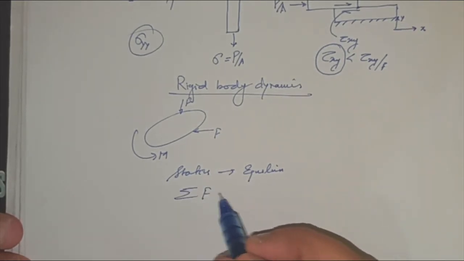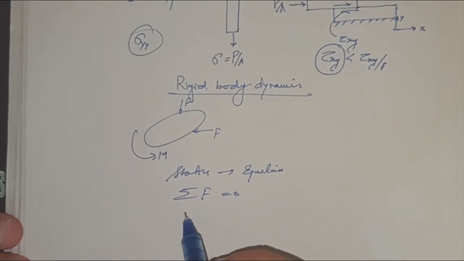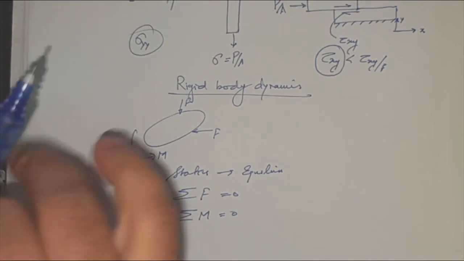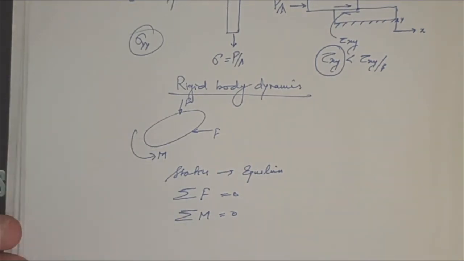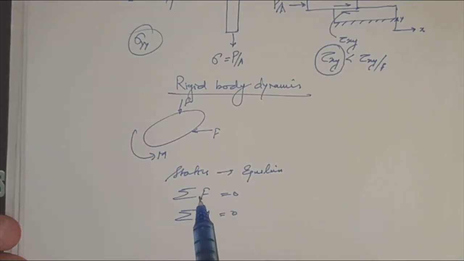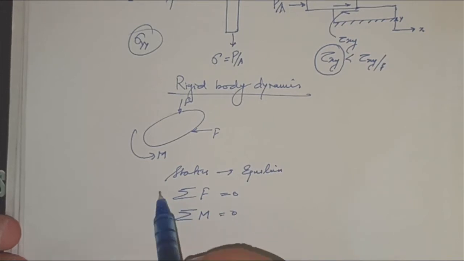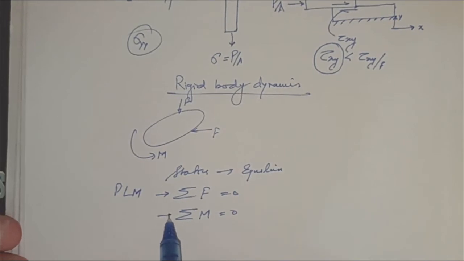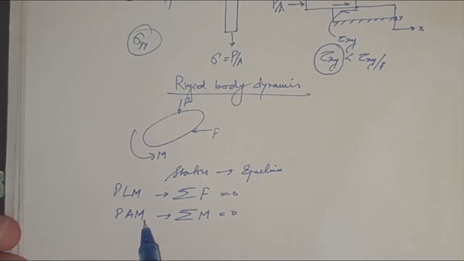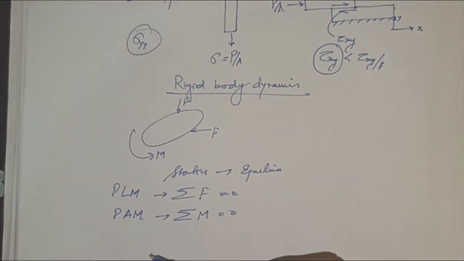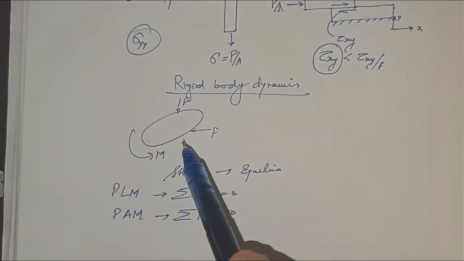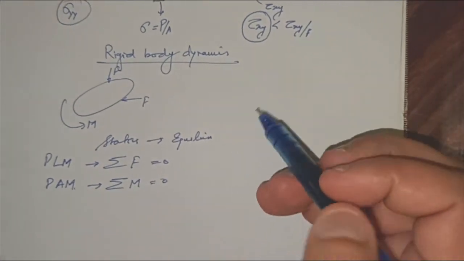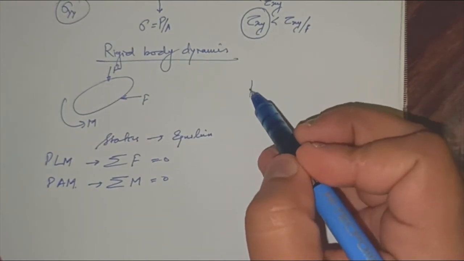the summation of all the forces must be equal to 0. Similarly, for static equilibrium, the summation of all the moments must also be equal to 0 for the body to remain in equilibrium. The summation of all forces equal to 0 was called the principle of linear momentum, and the moment one was called the principle of angular momentum. If the principle of linear and angular momentum is satisfied on the body, then my body is said to be in equilibrium. Something very similar will happen in the case of the deformable body also.